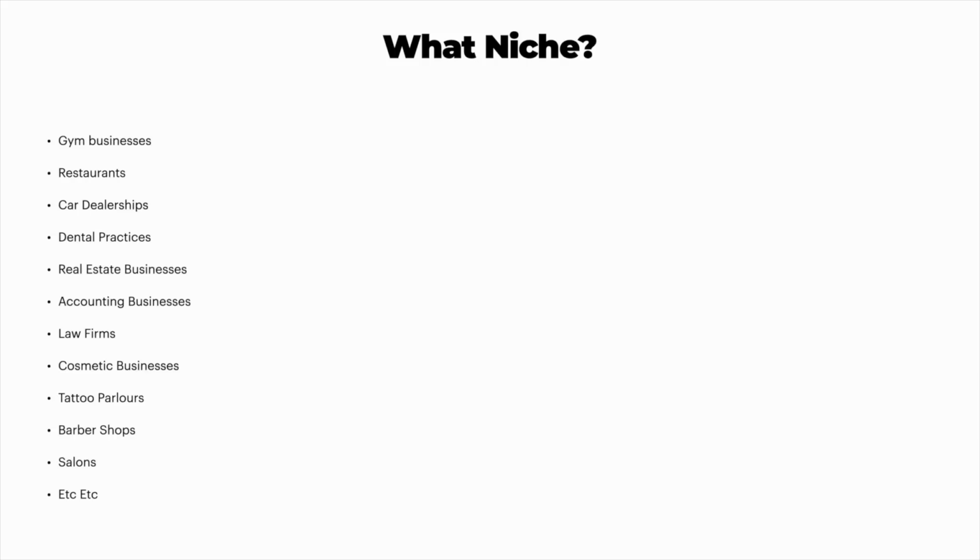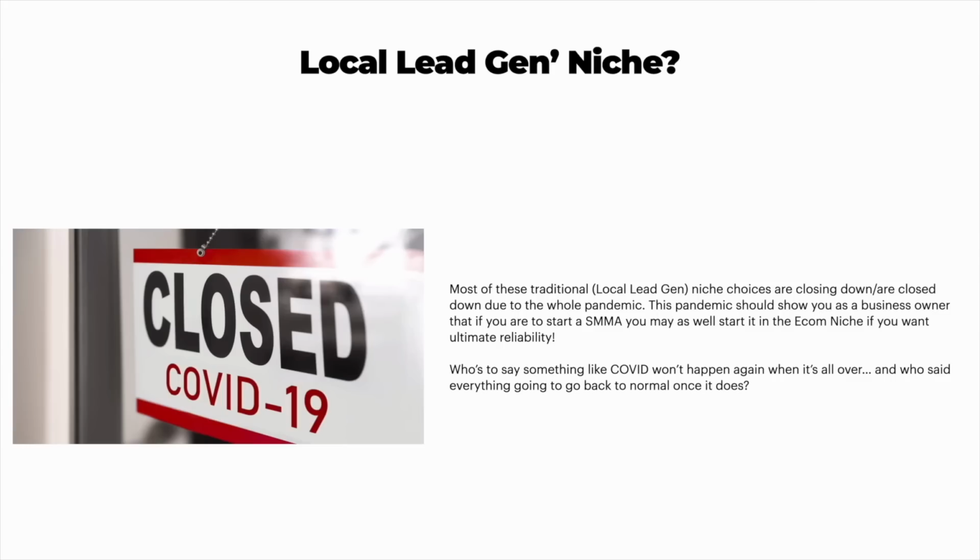So here are some of the most popular niches that you can get into. We've got gym businesses, restaurants, the car dealership niche, the dental practice niche, real estate, accounting businesses, law firms, cosmetic businesses, tattoo parlors, barbershops, salons, etc. Basically, these are all local businesses where you're going to be doing local lead generation for them. Like I just said, these are traditional businesses, what we call the local lead gen niche here in the SMMA community.